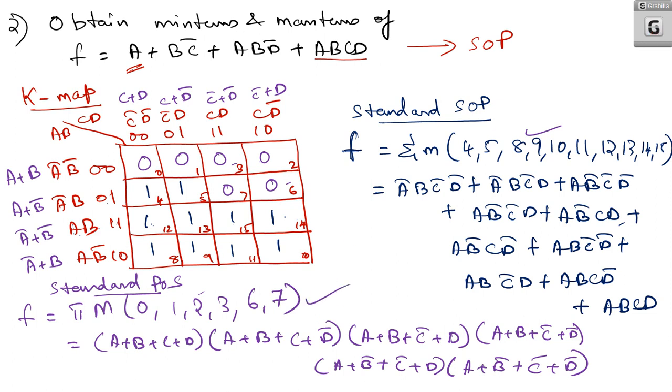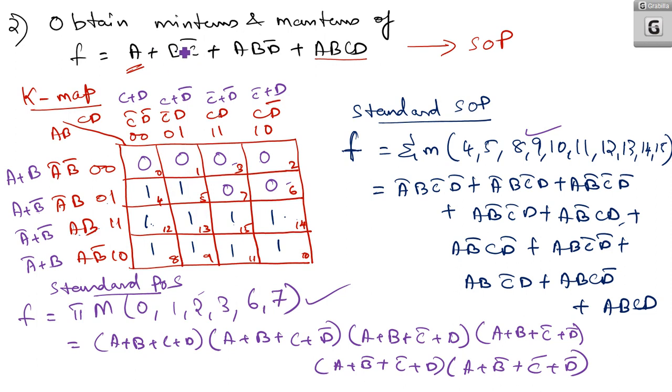Hope you have understood how to obtain min terms and max terms from the K-map. Now, if you are going with the Boolean algebra form, you should multiply A by B or B bar, and C bar and D or D bar. So in all terms you should have all the variables.